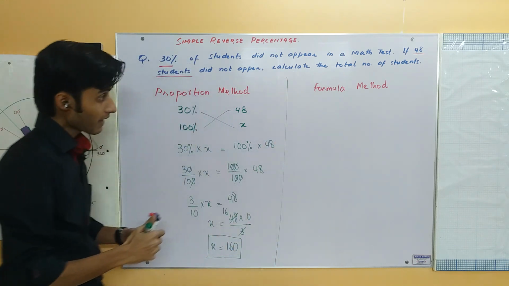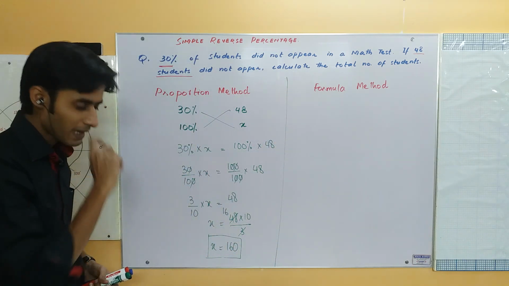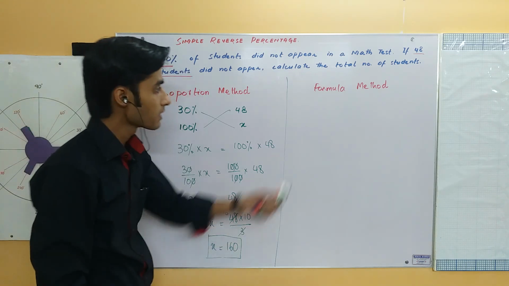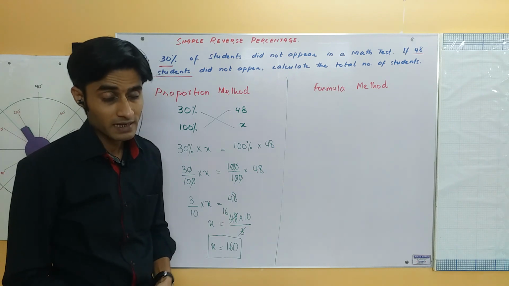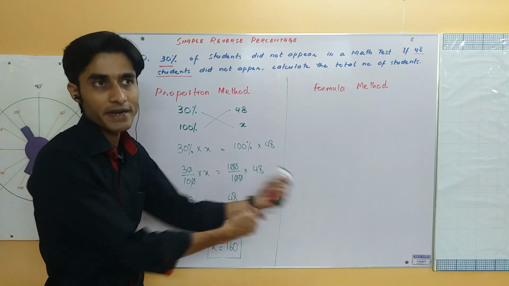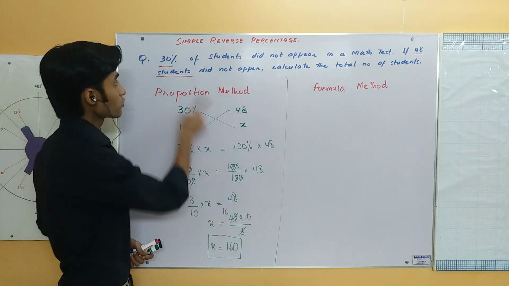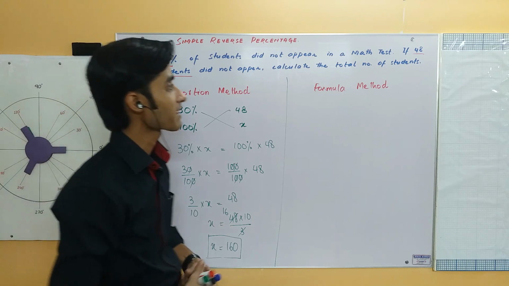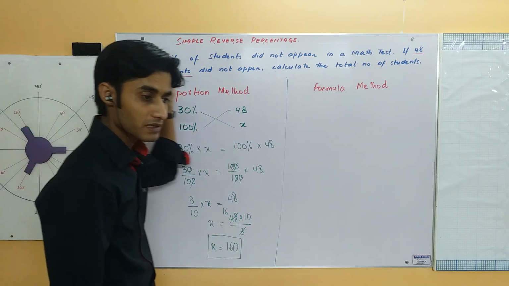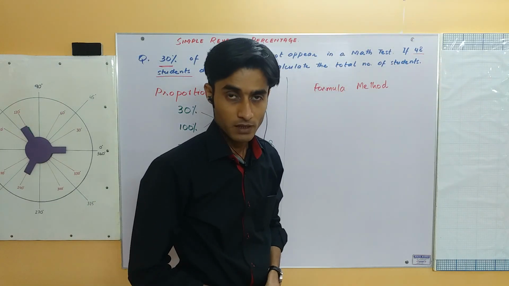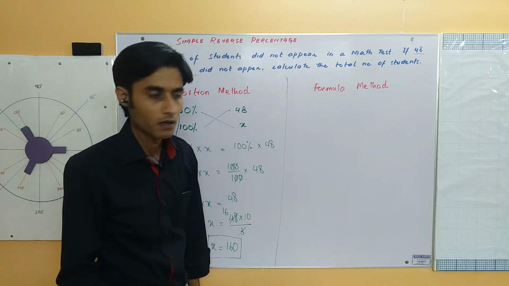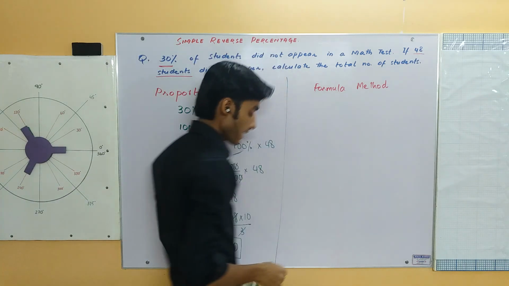This is one method. The other method, the formula method, that most of our students unfortunately avoid and don't get to understand, I am going to discuss this approach as well. Hopefully you will have an understanding and you will try and use this method. What was the question? 30% of students did not appear in a math test, and 30% of students means 48. Obviously this is 30% of something, which is 48.